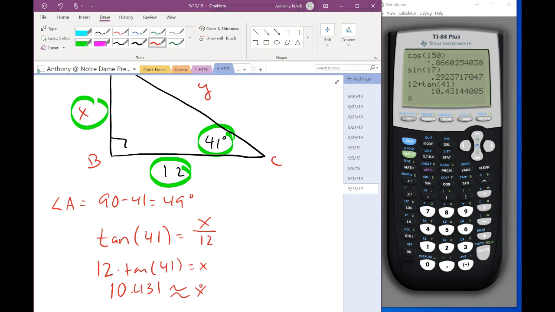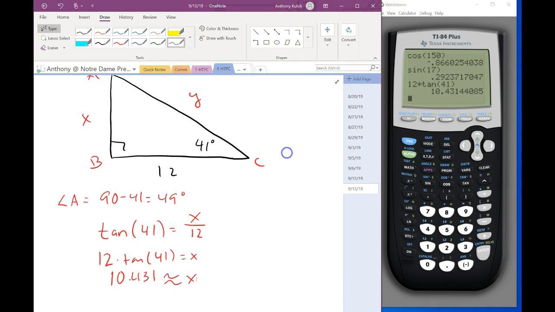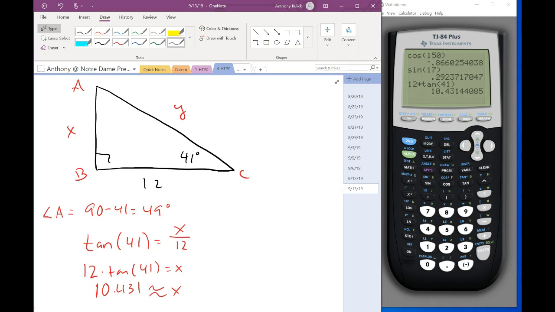How can I find the third side, my side y? Pythagorean theorem will work. Is that the most accurate way to do it? No. Why is it going to be less precise? To use the Pythagorean theorem, I'm going to use one rounded answer and then round it again. So there's going to be two phases of rounding. If all we're rounding to is like one decimal place, probably fine. If you're trying to land a rocket on the moon, might be an issue.